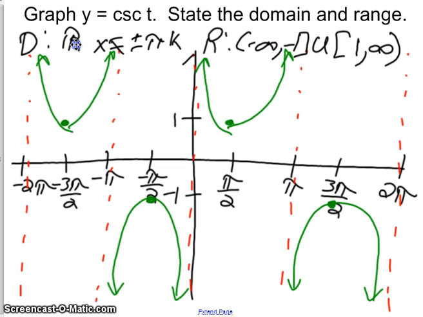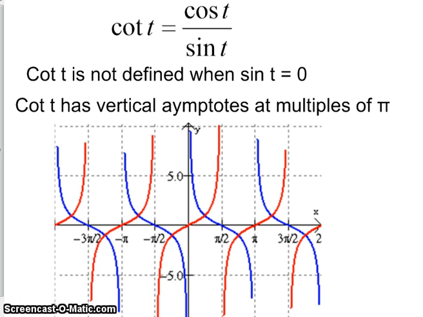All right, now we're moving on to cotangent. Write down the words for cotangent, and then we'll discuss and graph it together.